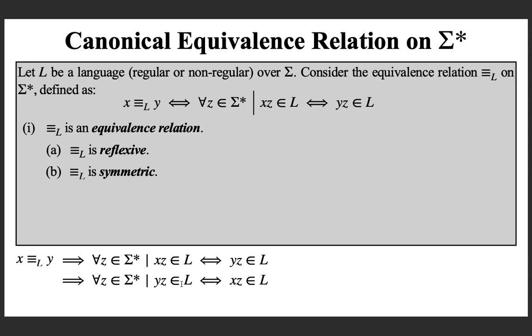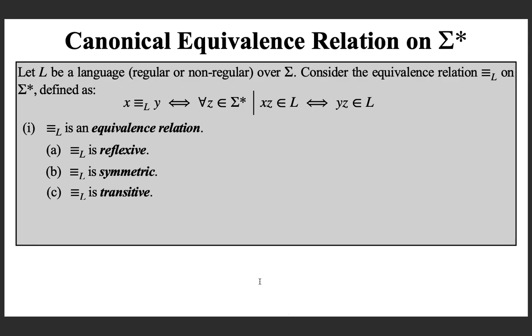So we are interchanging, and now if you look at this and the definition of the relation, you can easily observe that Y is related to X. If you apply this, you get for all Z, YZ is in the language if and only if XZ is in the language. So we proved that it is symmetric.